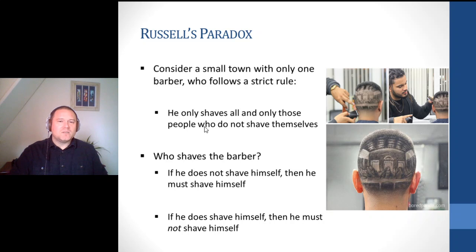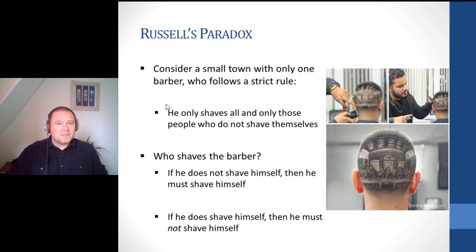If he does shave himself, then he's not a member of the set of people who don't shave themselves. So the barber must not be shaved by the barber. But the barber does shave the barber. So if he does shave himself, then he must not. And if he does not, then he must. We're kind of damned no matter what we do.